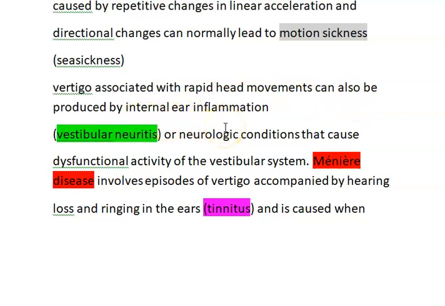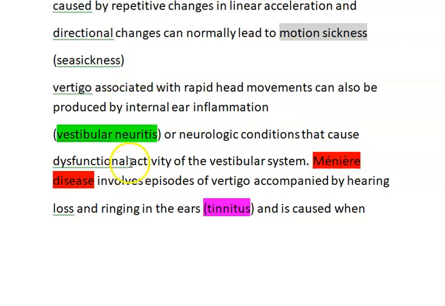Now, vertigo associated with rapid head movements can also be produced by inflammation of the internal ear, known as vestibular neuritis. When one has vestibular neuritis and tries to rapidly move their head, that would also cause vertigo.